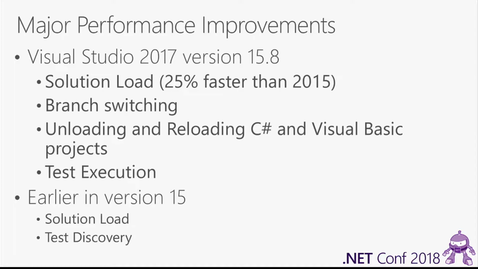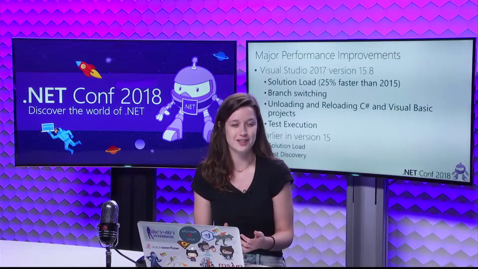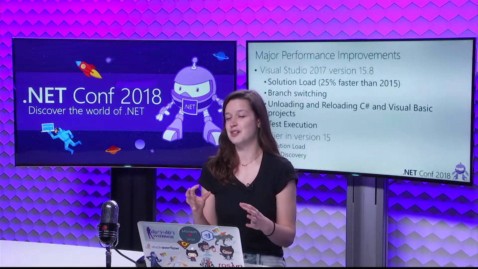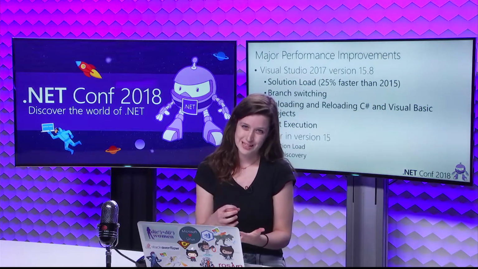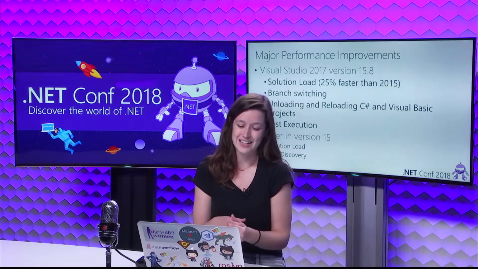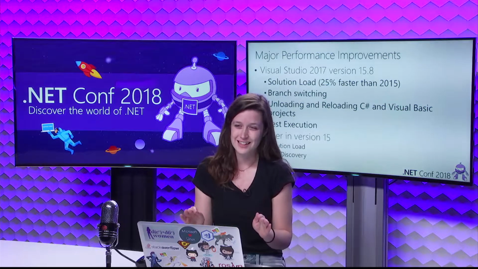Something we also focused on improving performance for is branch switching. That can really interrupt your development flow if you're not able to switch between branches really quickly, so we are focusing on that. We also focused on unloading and reloading C# and Visual Basic projects, making that a lot faster, as well as test execution. Now, test execution I'm extra excited about because that's what my team specifically works on every single day, besides just the general productivity category. So listen in.